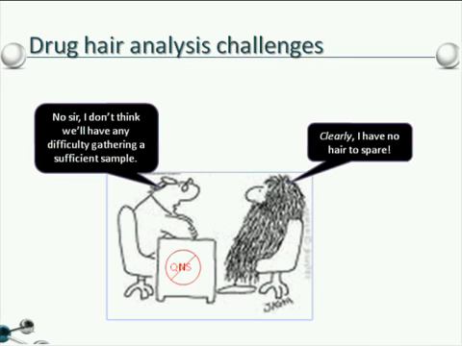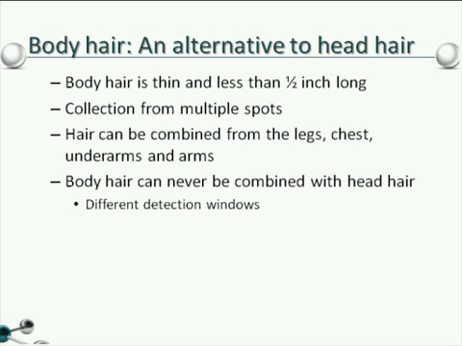Also, some people are bald, or hairstyles don't allow for collection of head hair, which is where the second alternative comes in, body hair. Body hair is thinner and is less than 1/2 inch long. You can collect from different spots. For example, you can collect from both arms, legs, chest. It's just that the head hair and the body hair cannot be combined because they represent different detection windows.